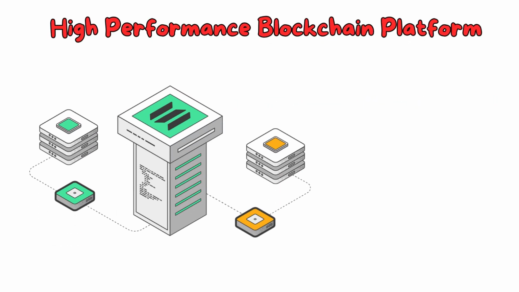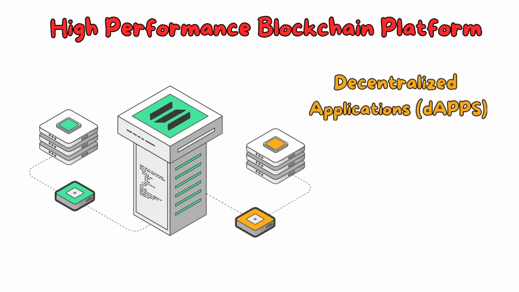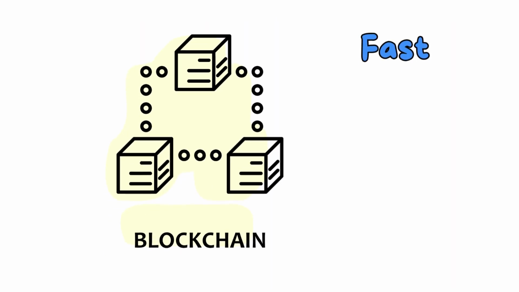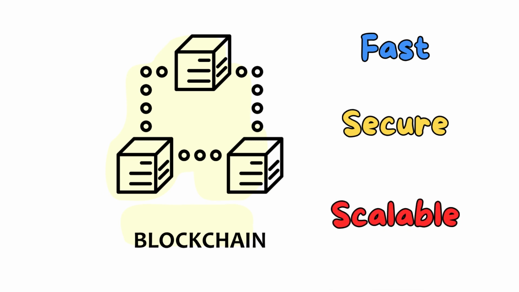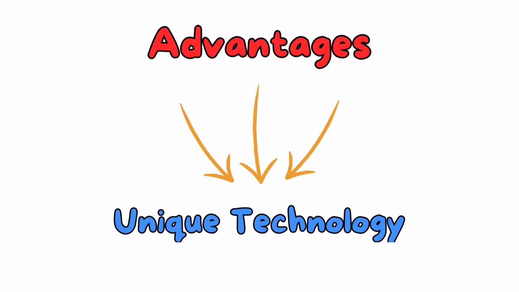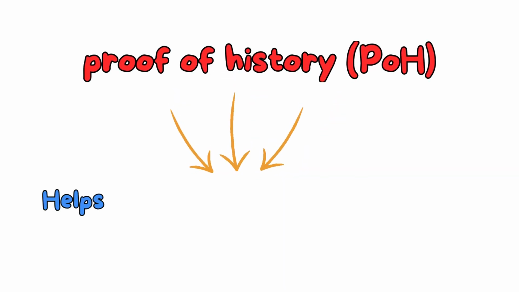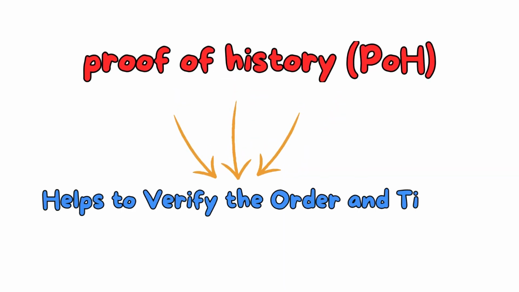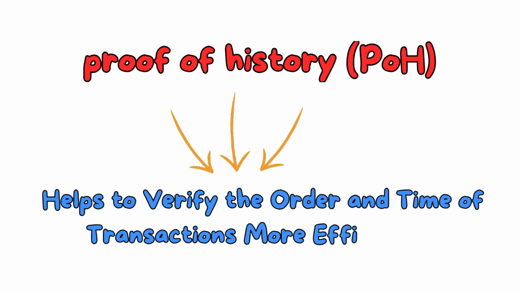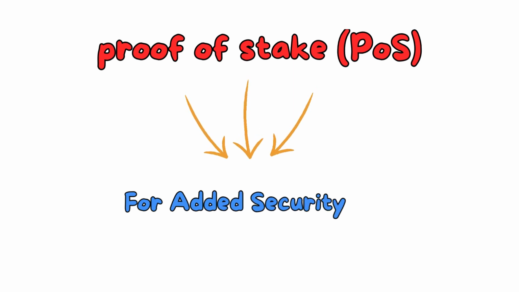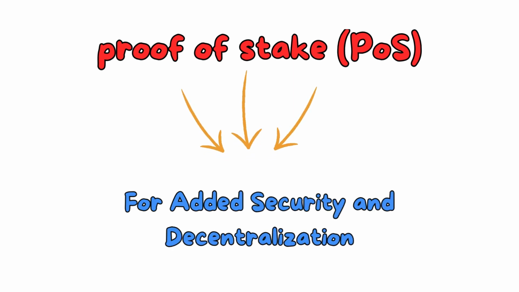What is Solana? Solana is a high-performance blockchain platform designed for decentralized applications, dApps, and cryptocurrencies. It aims to provide fast, secure, and scalable blockchain solutions. Solana utilizes a unique combination of technologies to achieve its goals, including a proof-of-history (POH) consensus mechanism, which helps to verify the order and time of transactions more efficiently, and a proof-of-stake (POS) consensus mechanism for added security and decentralization.